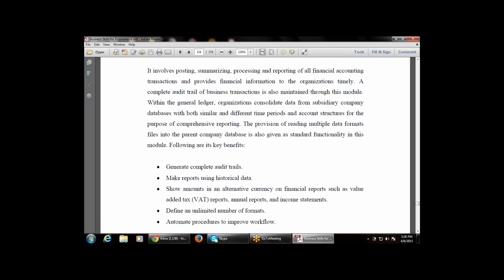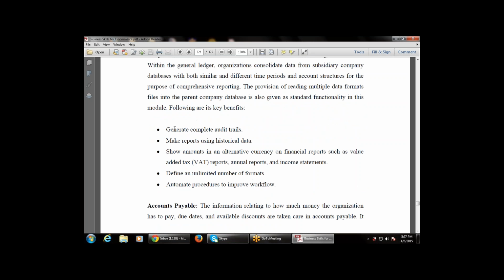Now, what are the benefits of preparing the general ledger on a computer? One benefit is that it generates complete audit trails. That is, there will be proper auditing whenever we use the general ledger. Then, it makes reports using historical data. The general ledger is also used to make reports, so any report generation is prepared with the use of the general ledger.